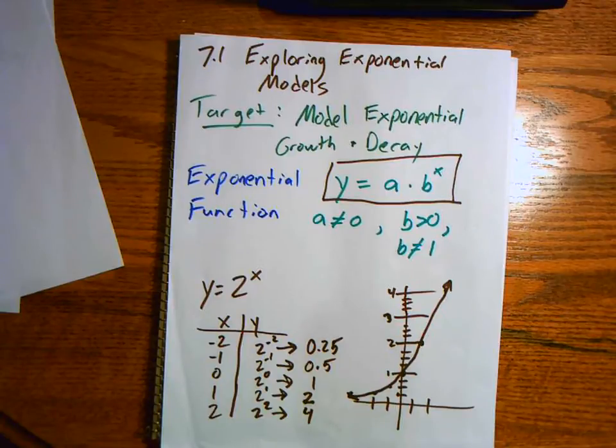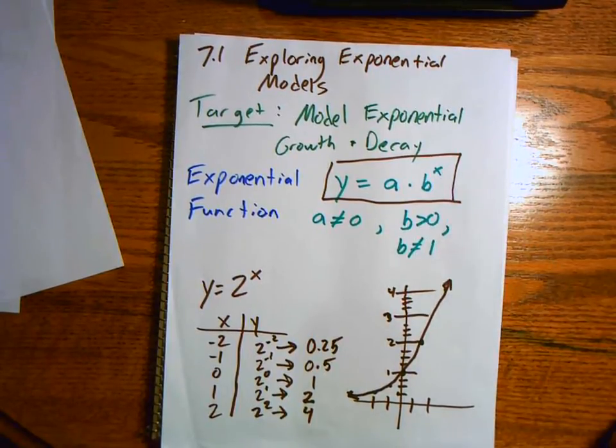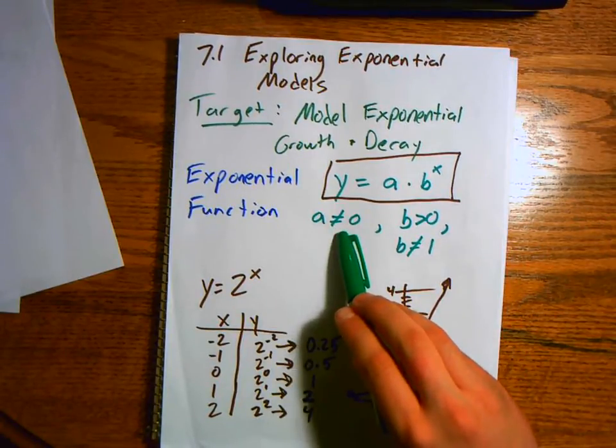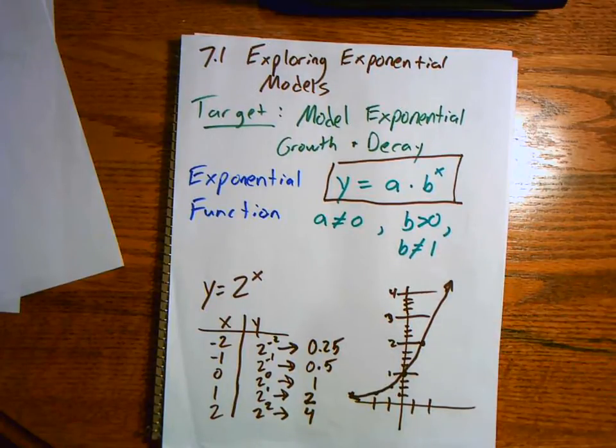But first, before we get started, the general form for an exponential function is y equals a times b raised to the x power, and your only criteria on what a and b can be is that your a is not equal to 0 and your b is positive but cannot be equal to 1. If it's equal to 1, it's going to be a straight function, not going to increase or decrease exponentially.